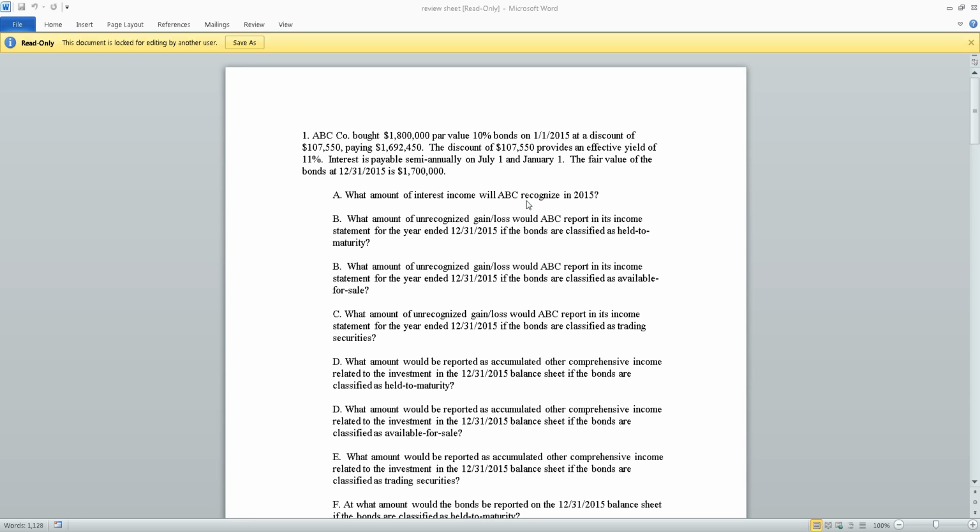Okay, so here we are in question one that we worked in class on Thursday. We've got a company buying a bond. It's a $1.8 million par value bond, has a coupon rate of 10%, and they bought it on 1/1/2015.